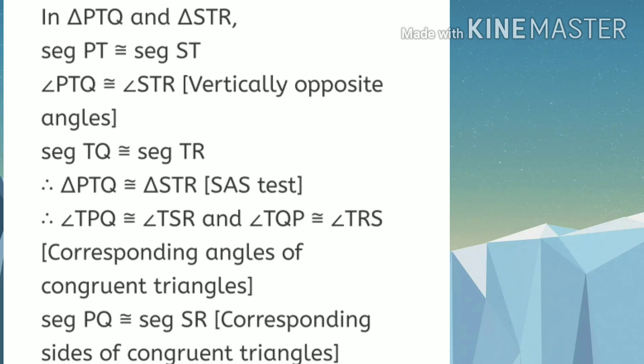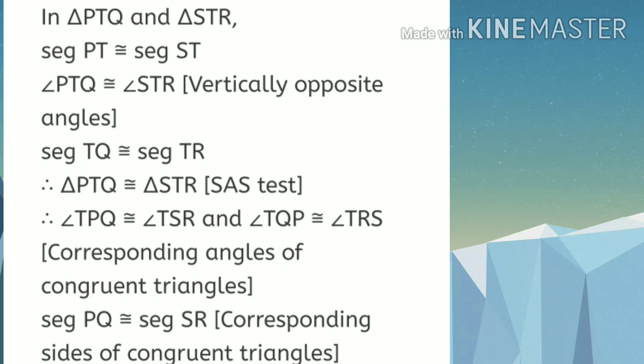Then the remaining congruent parts: the remaining two angles and one corresponding side are remaining. So the remaining congruent parts are angle TPQ congruent to angle TSR and angle TQP congruent to angle TRS. They are corresponding angles of congruent triangles. Also side PQ is congruent to side SR, corresponding side of congruent triangles.